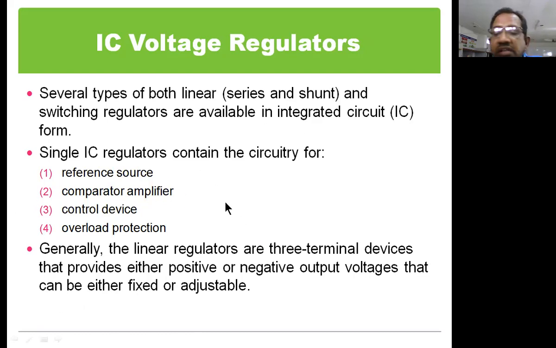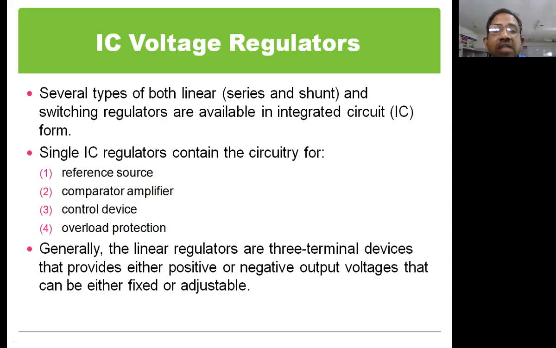Internally, the IC regulator contains various sub-blocks. What are they? It has a reference source, comparator circuit, control device, and overload protection device. Overload protection we have not seen in our discussion just now. We have seen the reference voltage, which we got from the Zener diode. The comparator circuit we have seen. We have seen the control element, the transistor Q. Overload protection is not incorporated in the basic practical circuit diagram.